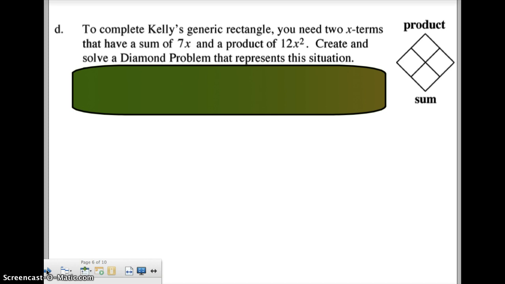For part D, to complete Casey's generic rectangle, you need two x terms to have a sum of 7x and a product of 12x squared. Create and solve a diamond problem that represents this situation. Now remember, the product of a diamond problem goes up here, the sum goes down here. These are the two factors of the product and the two addends of the sum.